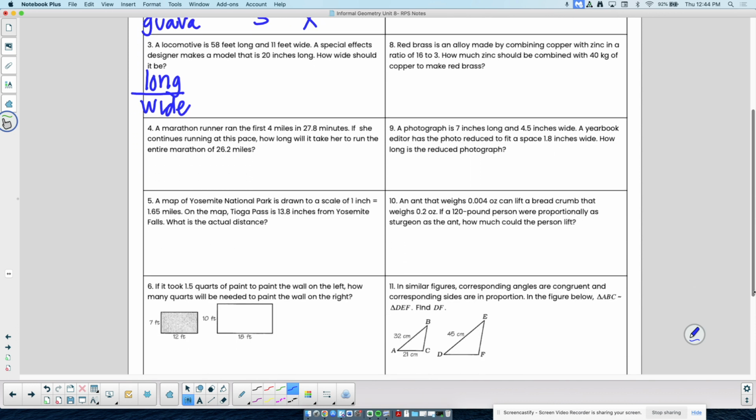Okay, number 4, a marathon runner ran the first 4 miles in 27.8 minutes. If she continues running at this pace, how long will it take her to run the entire marathon of 26.2 miles? So we're looking at miles and minutes. I'm going to put miles on top, and then minutes.